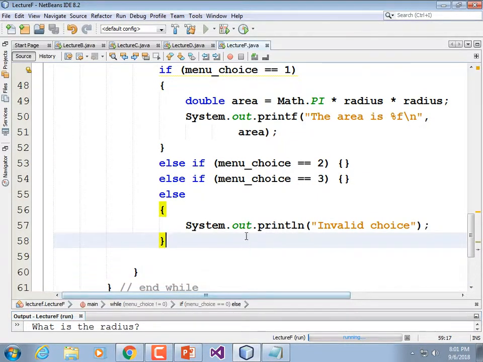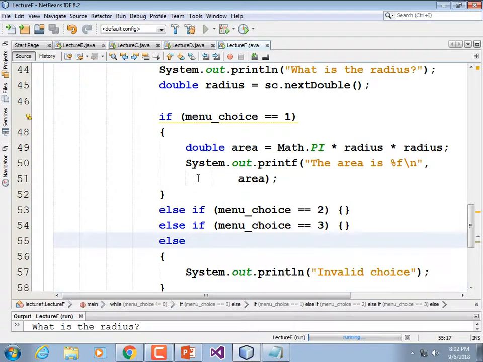All right. I can fix that. I'm not going to. That's dumb enough that I'm tempted to comment that out. But yeah, it's dumb the way I've structured it. Why? Because it asks for the radius before we rule out that the menu choice is acceptable. All right.